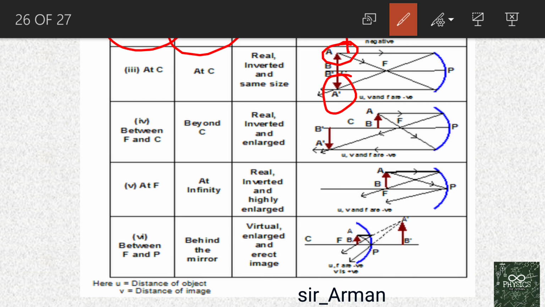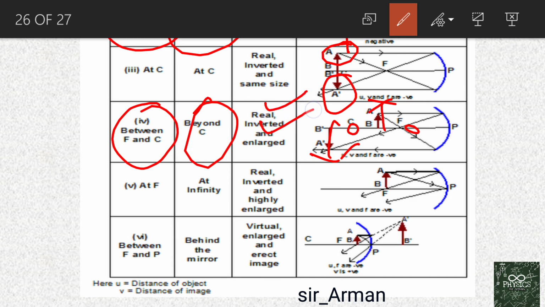In case number 4, we are moving towards the mirror. So we place the object between the center of curvature and the focus and we obtain the magnified image beyond the center of curvature. So the object is between F and C and the image is beyond the center of curvature, and the nature is real because we can obtain it on the screen. It is inverted and it is enlarged.